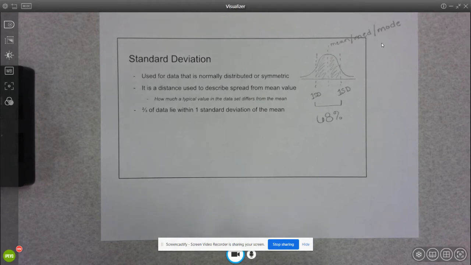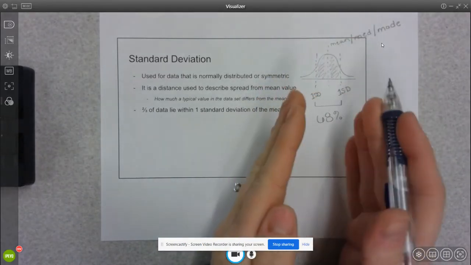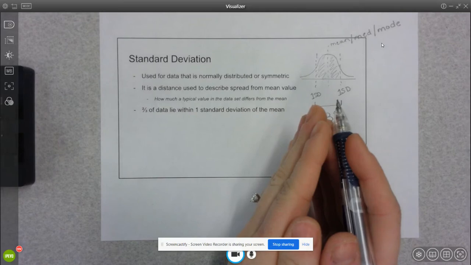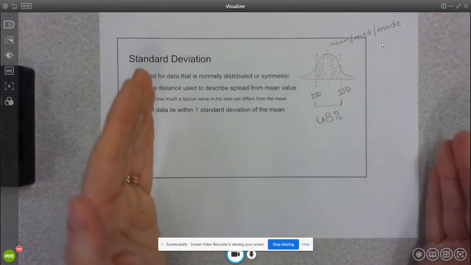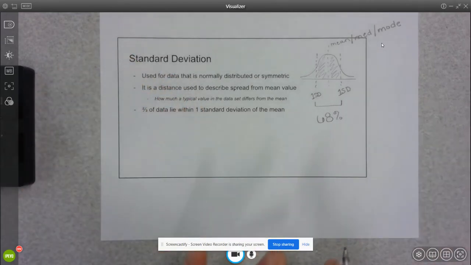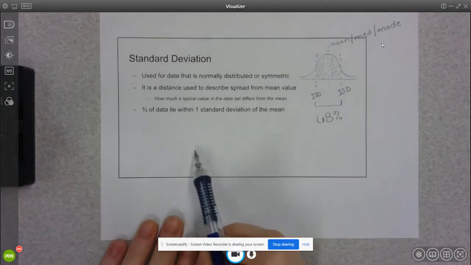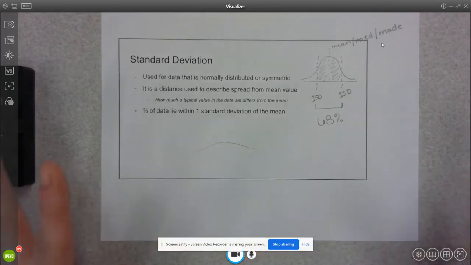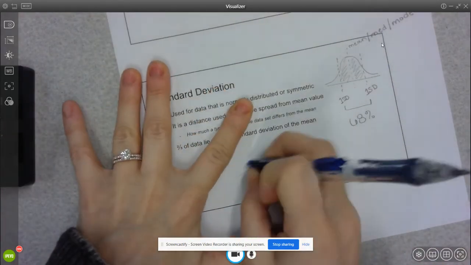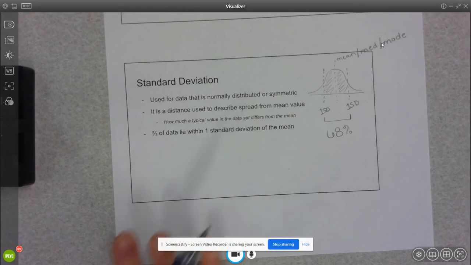So if you have a standard deviation that is a small number, that means all your data is really smushed together and it's really close to that mean value. If I have a standard deviation that's a really large number, that means my data is really spread out. My numbers are much different than the mean, and my curve would be a little bit more flattened because everything is really spread out. So that's really, in Math 1, what we need to know about standard deviation.